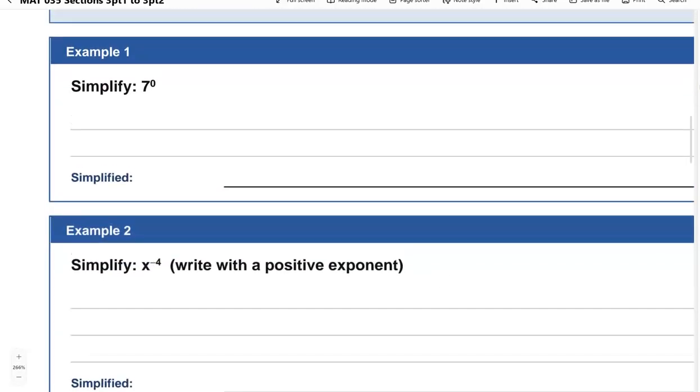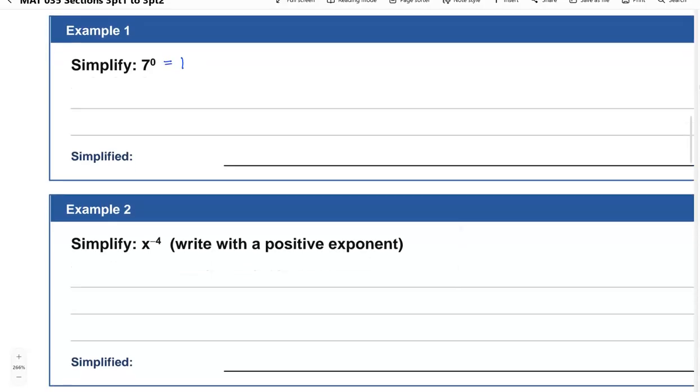Okay, the next one, we have 7 to the 0. We know anything to the 0 is going to be 1.